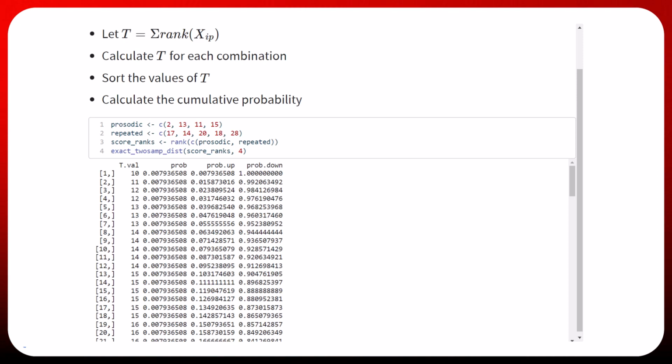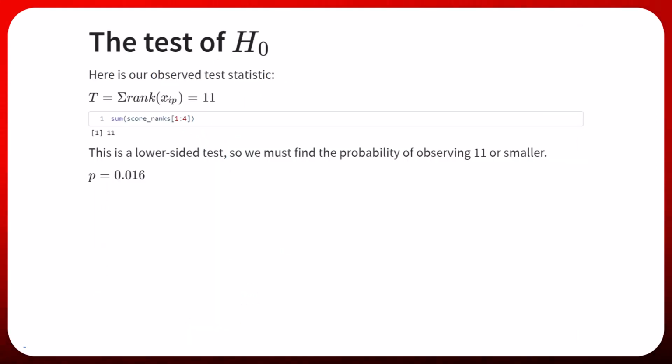We have equal probability for each one of these combinations. Some of the combinations, such as 12, appear twice, and 13 appears 3 times. Some combinations appear more than 1 time, and so the probability of getting that particular T value is going to be greater than when it only happens one possible way. We have cumulative probabilities from the bottom up and cumulative probabilities from the top down. We're going to use from the bottom up because our hypothesis is that the median for the prosodic condition will be less than the median for the repeated reading condition.